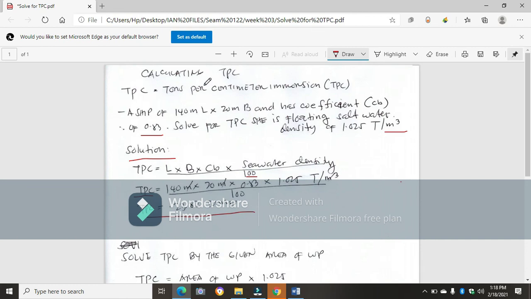So this is how to calculate the TPC of your ship. So anyway, you can find this in your stability booklet on board the ship.